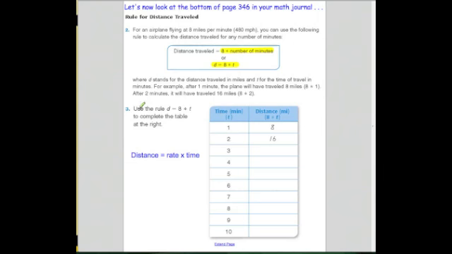So it says to use the rule d equals 8 times t, which we said the d was distance, the 8 is the rate, and the t is the number of minutes that you're going. To complete the table at the right, remember distance is rate times time. So I'll do the first example with you real quick.